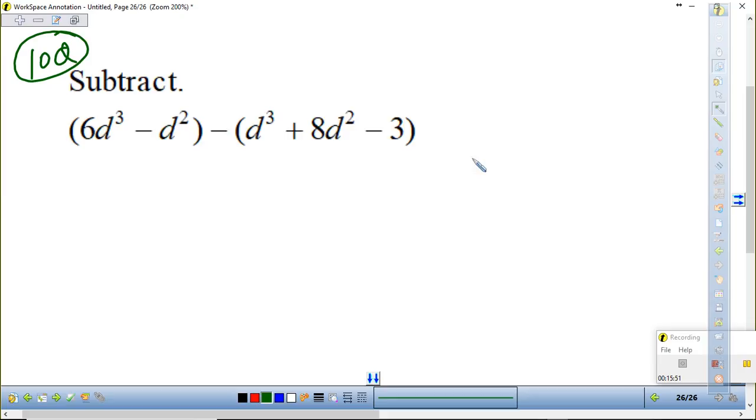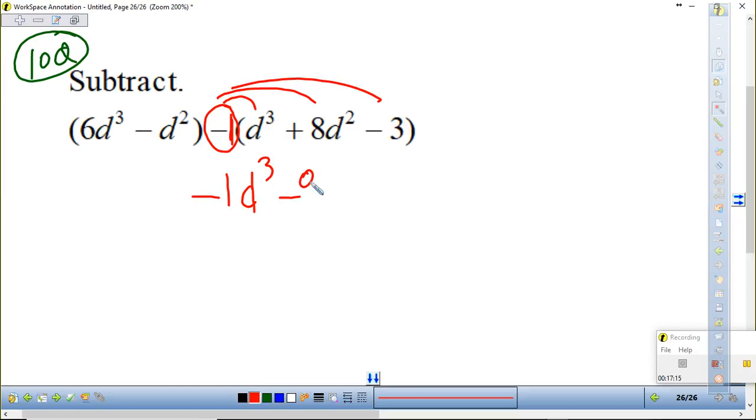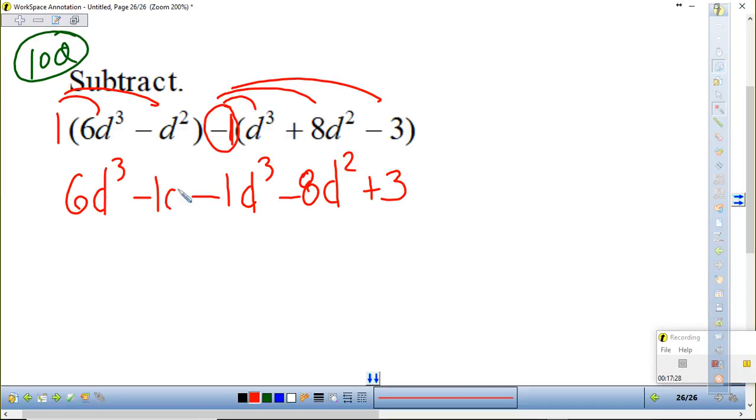All right, let's see what we got. We said that the coefficient here is 1, so this becomes negative 1. Distribute, so this is negative 1d cubed, negative 8d squared, and positive 3. Are we there so far? What is the coefficient here? 1. So we distribute. This is 6d cubed and negative 1d squared.